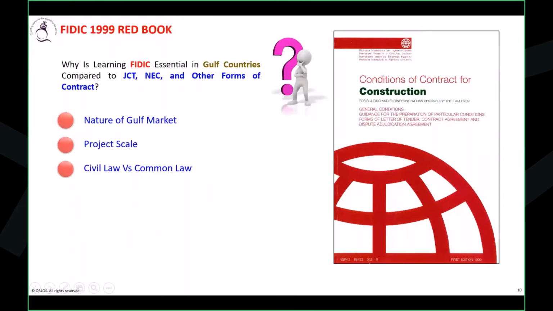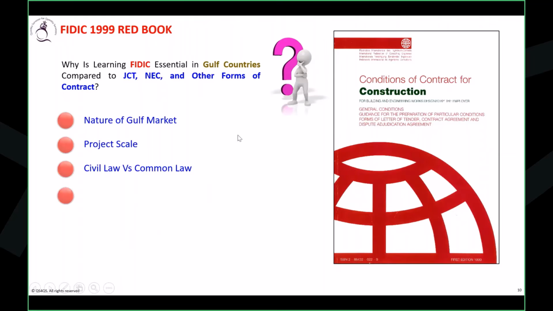So the compatibility, you can say the adaptation to the local law, is very important when you are choosing the condition of contract. Since Gulf countries follow the Sharia law, which is a civil law based legal system, it is very easy to use FIDIC because of the law system.